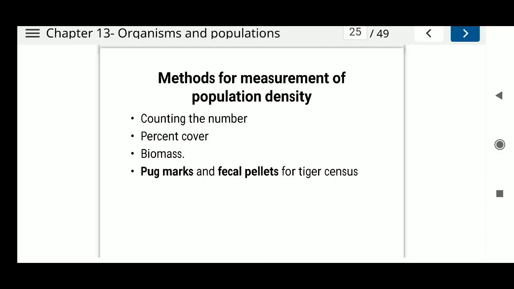So for measuring population density, it may be the number. If it is not possible by number, it can be by biomass or percent cover, and many times we can count it by pug marks or fecal pellets. All are given in your book also. So for these chapters, children, read your book properly, because a 7 to 8 marks question will come from this lesson. The lesson is easy. If you read it properly and underline all the important points in your book, it will be very easy to score good marks from this lesson.